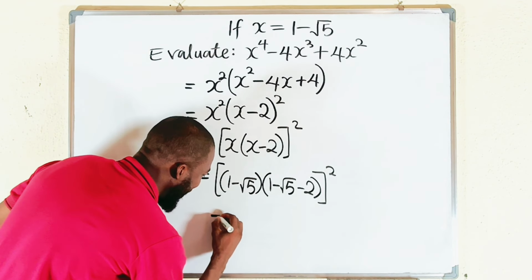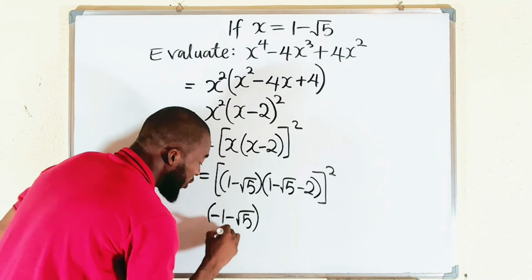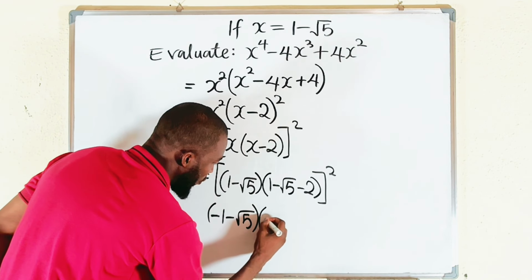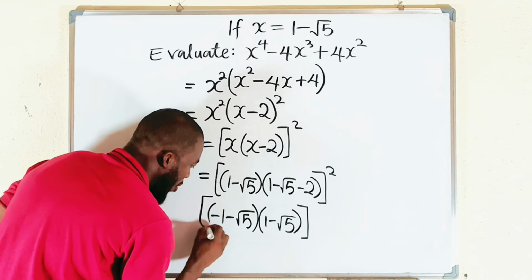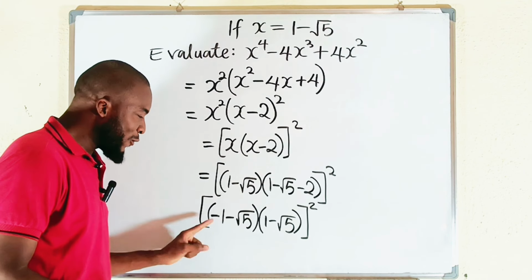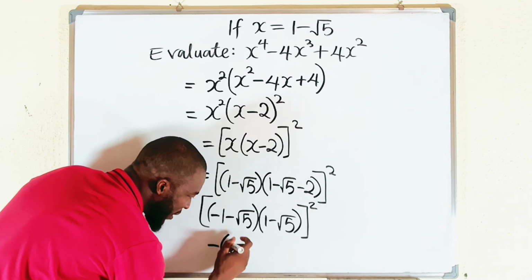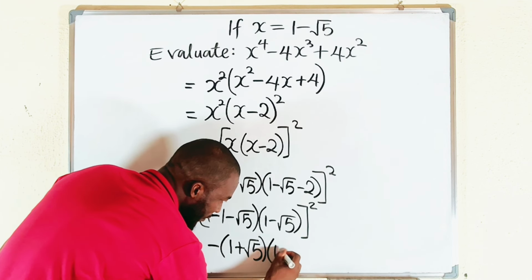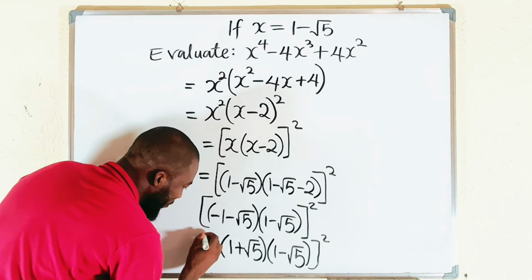So I would like to start with this one. We have negative 1 minus the square root of 5. You know multiplication is commutative, so interchanging the terms wouldn't change anything. And this is 1 minus the square root of 5. Remember, everything to the power of 2. If you pay close attention, we can factor out negative 1 from this term. If you bring out negative 1, then this becomes positive. This becomes positive as well, right? Everything still to the power of 2.